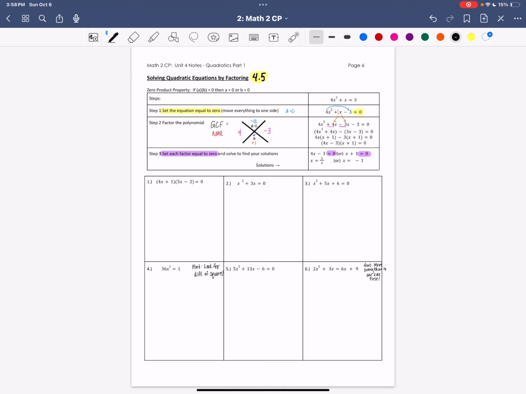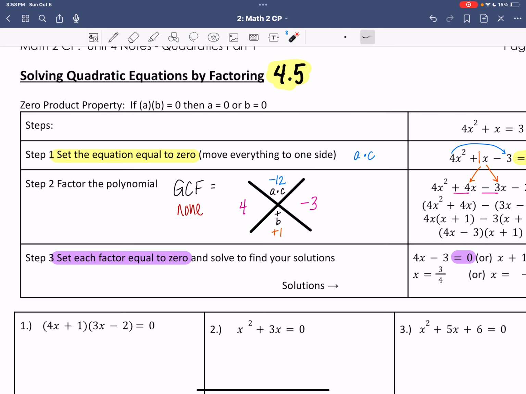All right, today we're going to talk about solving quadratic equations by factoring. And what's important here is we're solving. Before we were just talking about factoring, but now we're actually solving. So we can solve these because the zero product property says if A times B equals 0, then A is 0 or B is 0. So one of those has to be 0.